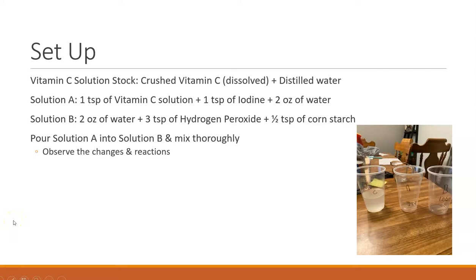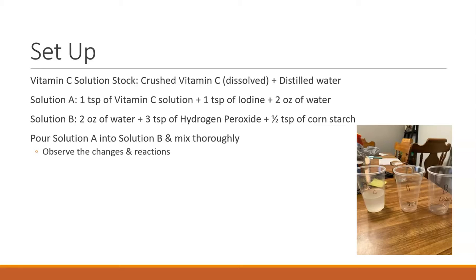So the setup, as you can see by my picture on the right, we have a vitamin C solution stock, which is simply crushed vitamin C that has been dissolved in distilled water. This is marked by the cup C. And solution A will contain 1 teaspoon of the vitamin C solution with 1 teaspoon of iodine and 2 ounces of water. This will be seen in the next video.